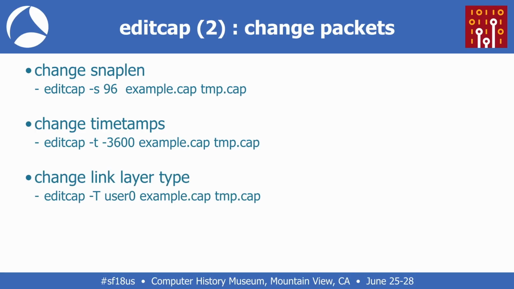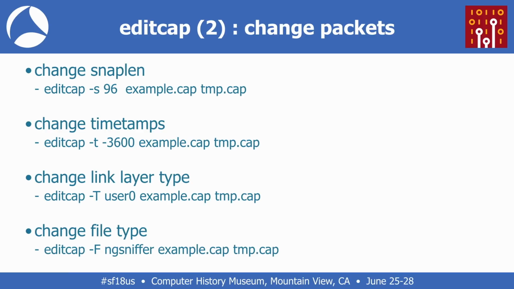You can change the link layer type if you want. I haven't used that before myself, but you can. Or the file type. These days everything is pcap or pcap-ng, but if you have a tool that only does pcap and you have a pcap-ng file, you can use editcap to change the file format. And if you have 1000 files, you can loop through them with a script instead of doing that manually in Wireshark, because in Wireshark, of course, you can also change the file type.